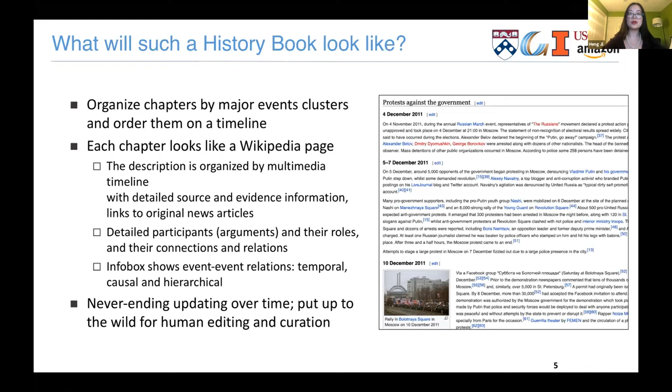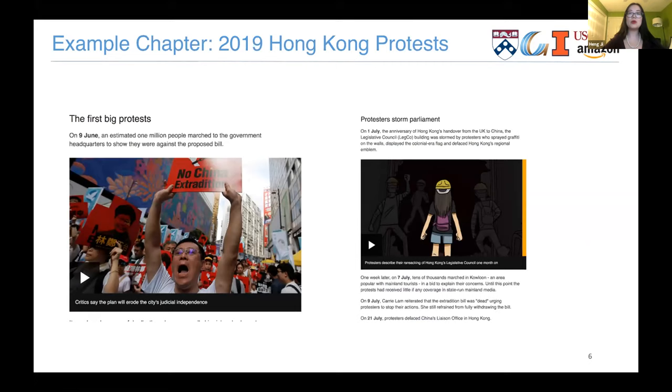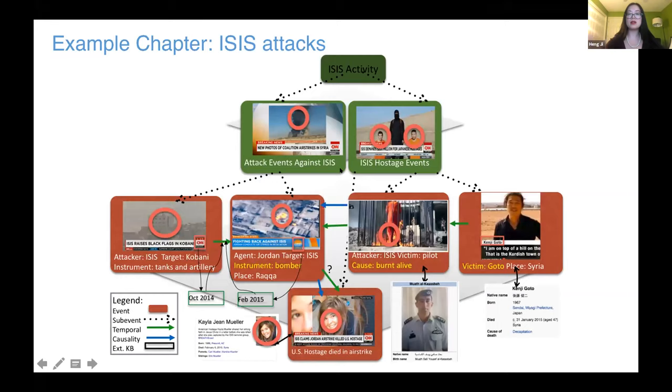In one example, it will look like a news timeline. This is the human-written news timeline for the 2019 Hong Kong protest. Each chapter will have a title that talks about the super event. Inside this chapter, you'll see the timeline, with major events in temporal order, presented in a multimodal way. We can also organize certain events in a hierarchy. For example, these are all the sub-events under the super event ISIS activities. You can also see how they are connected to each other through causal and temporal relations.